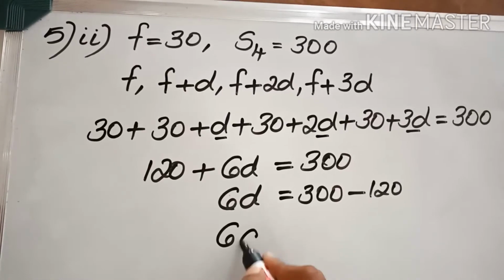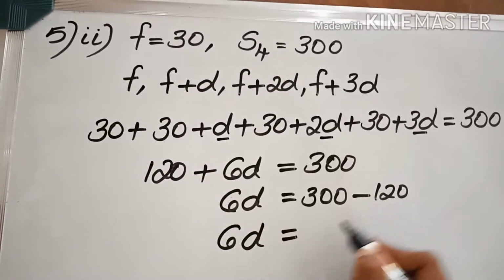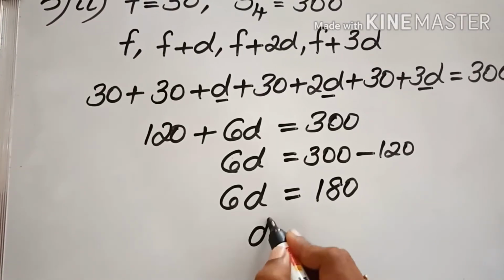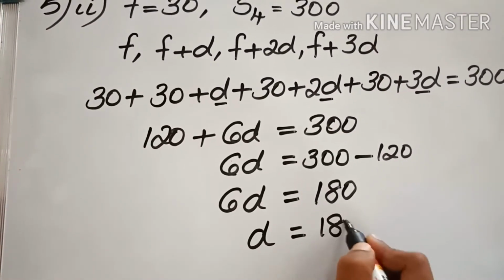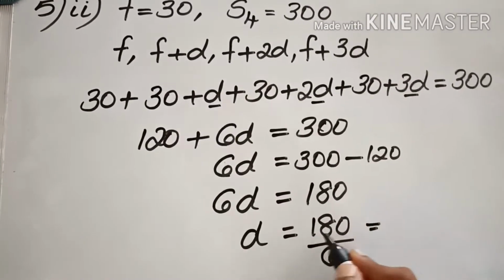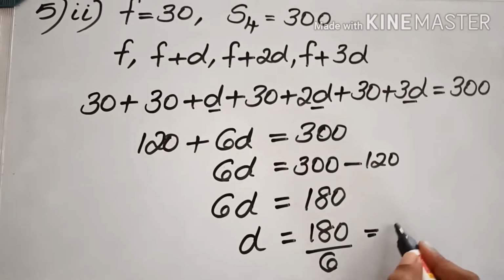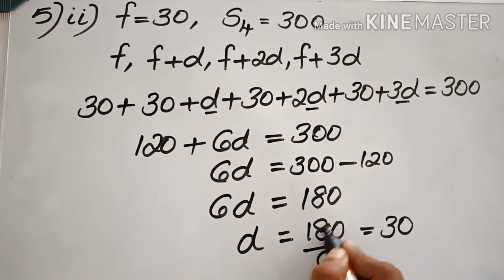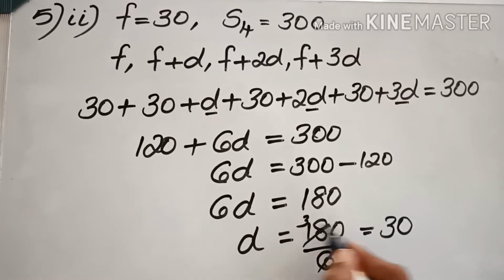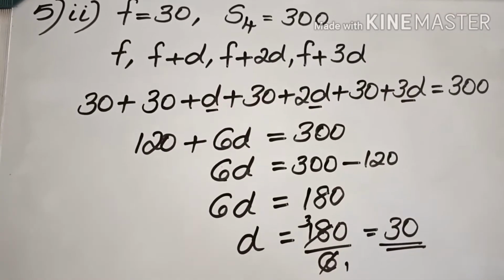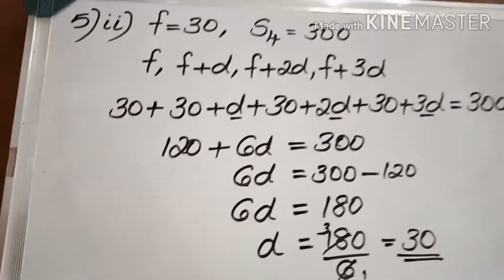Now 6d equal to 300 minus 120, that is 180. Now d equals 180 divided by 6. 180 by 6, the answer will be 30. Why? 6 in 6 one time, in 18, 6 3s are 18, now 0, so 30. So the common difference is 30, and we know the first term is 30 also.